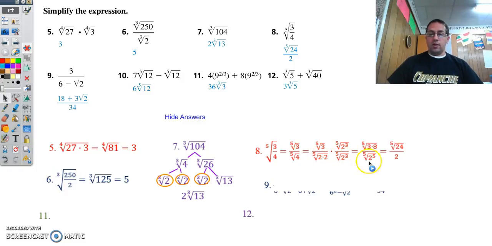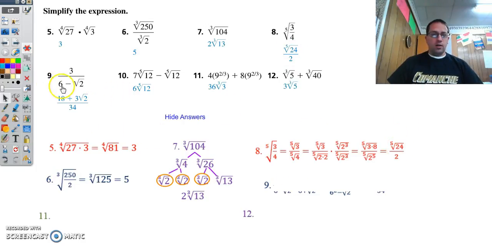So on the bottom, I have the fifth root of 2 to the fifth, or you could put 32, that's fine. On the top, 2 cubed is 8, so I've got 3 times 8, so that's the fifth root of 24. And down here, the fifth root of 2 to the fifth is just 2, so that's where that comes from.